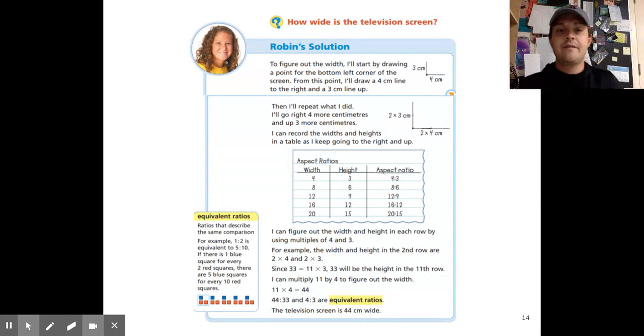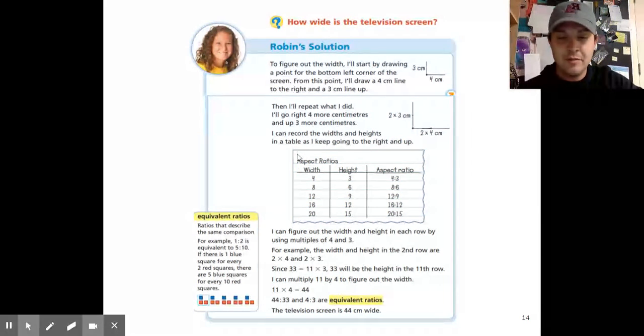I'll go right 4 more centimeters and up 3 more centimeters. Okay, you can see she repeats what she does here and here. And this is helpful in problem solving because she's making a problem simple to more complex to more complex. I can record the widths and heights in a table as I keep going to the right and up.